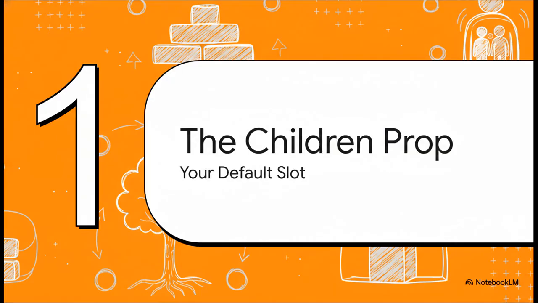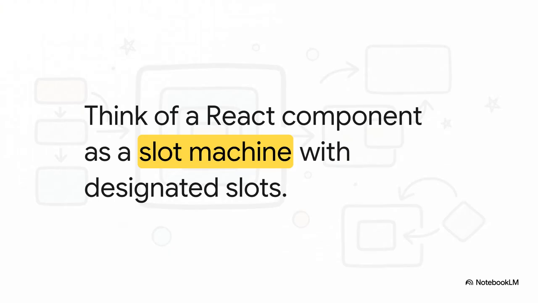Okay, let's dive into our first pattern, which is the one you're going to see everywhere, the children prop. Seriously, think of this as the foundation for absolutely everything else we're about to cover. Now, to really get a grip on these patterns, I want you to hold a simple mental model in your head. It might sound a little silly, but from now on, I want you to think of your components as slot machines. Stick with me on this, it's going to make everything click into place.